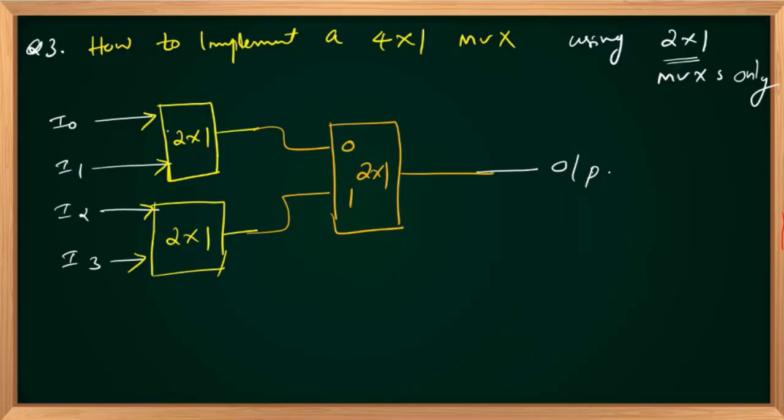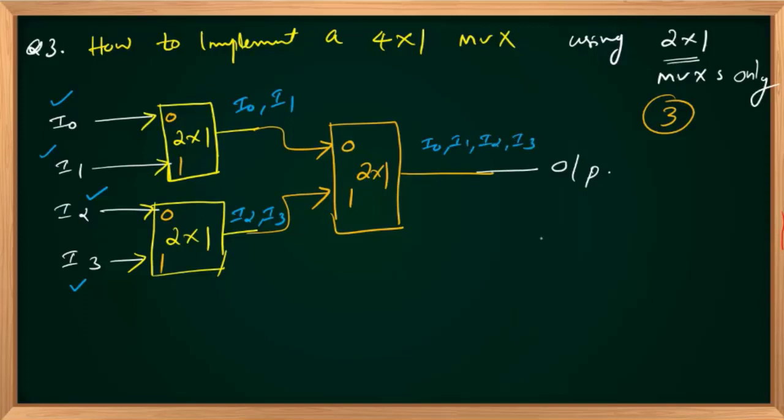Right? 0, 1, 0, 1, 0, 1. Okay, so I request three 2 by 1 muxes. So the selected inputs are I0, I1 here, because here we have I0 and I1. So at the output of the upper mux in the first level, either I0 or I1 will come. The second mux in the first level will output either I2 or I3. Those are the only possibilities. The output can be I0, I1, I2, or I3.